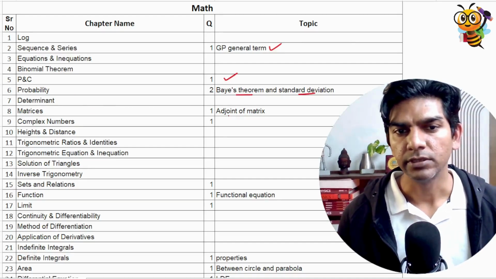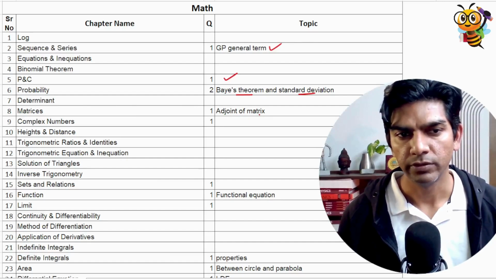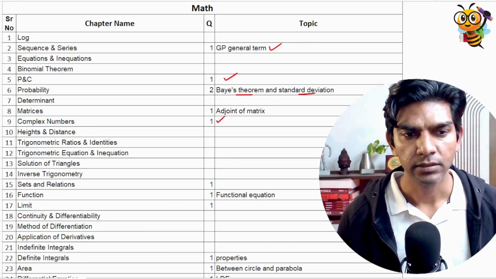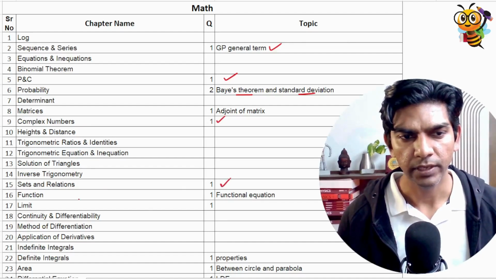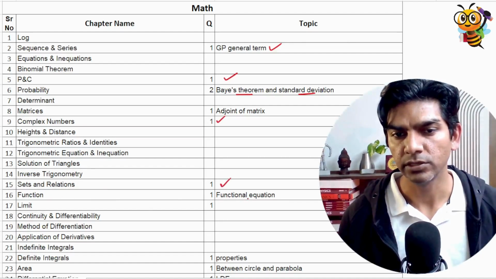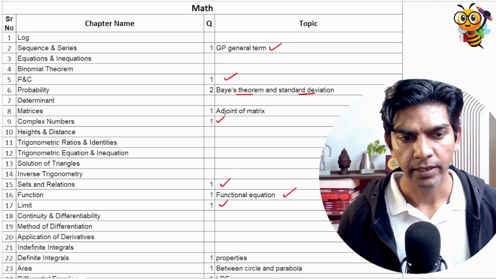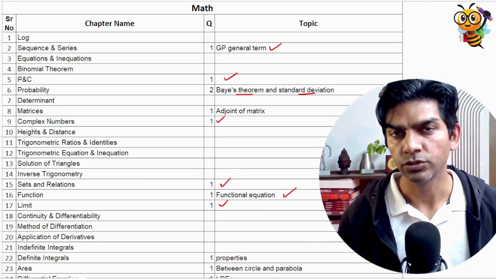And in matrices there is a question based on adjoint of matrix. And in complex number there was one question. And in sets and relation there was one question, and in function there was a question based on functional equation. And in limit there was one question, and in definite integrals there was one question which is based on the properties of definite integration.